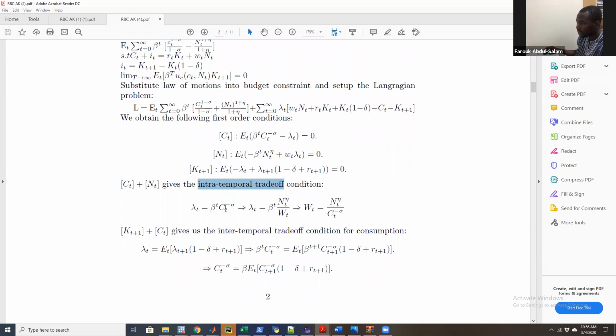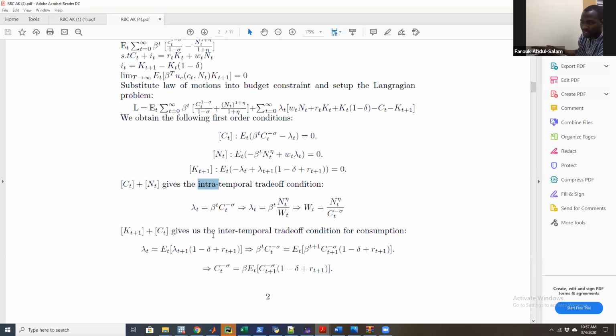Basically, the decision between the amount of hours of work and the amount of consumption. That's intra. And remember, intra means within the same period, whilst inter means moving from period 1 to period 2. Intra, within the same period, basically means that consumption today and the amount of labor today. You're making a decision between these two variables and getting to see where the trade-off lies.